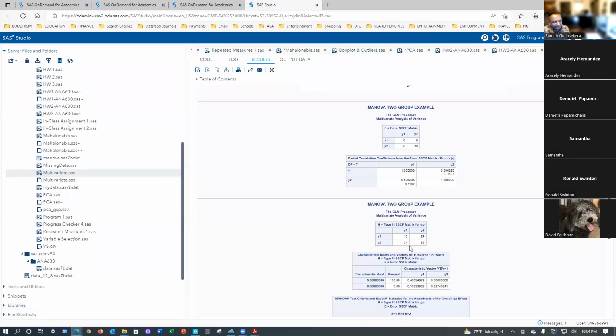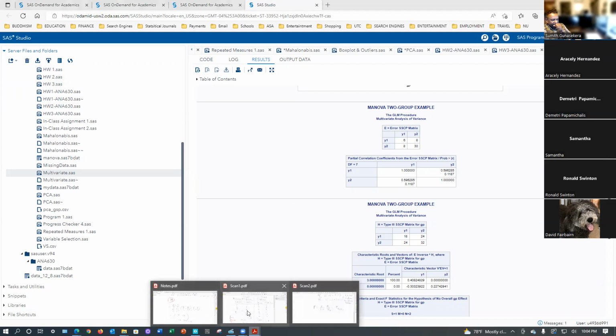See, this is for the, they call the H type 2, type 3, sorry, sum of squares cross product matrix. That's the between one, between groups, group 1 to group 2. You can see that one already over here. What else?